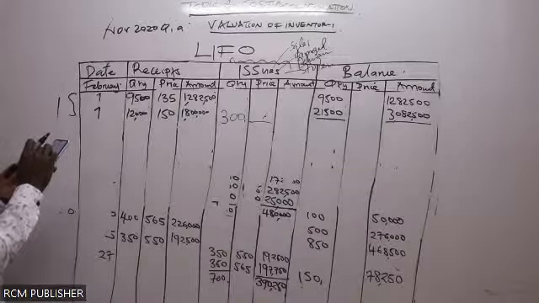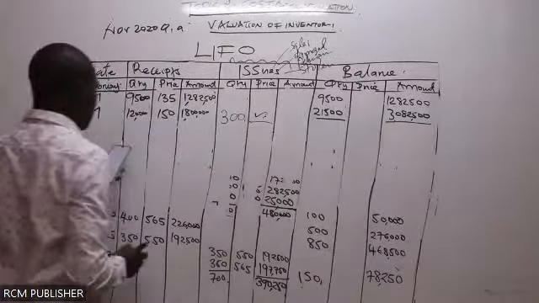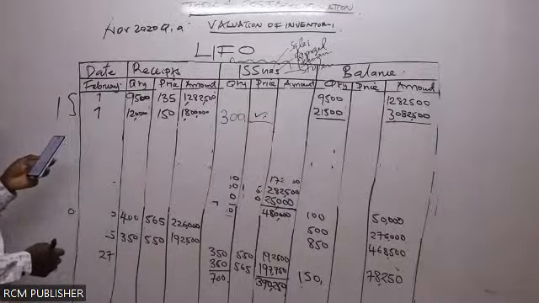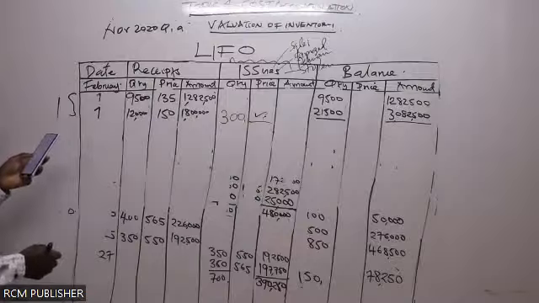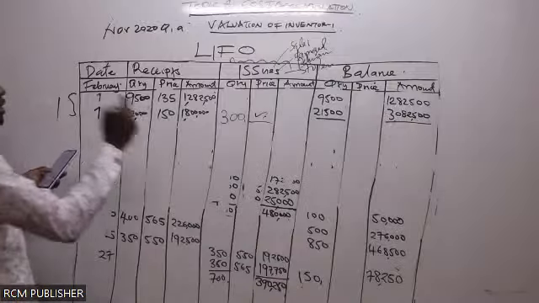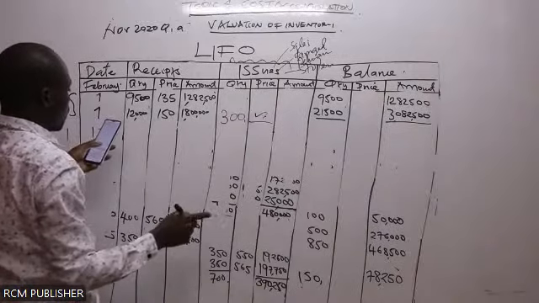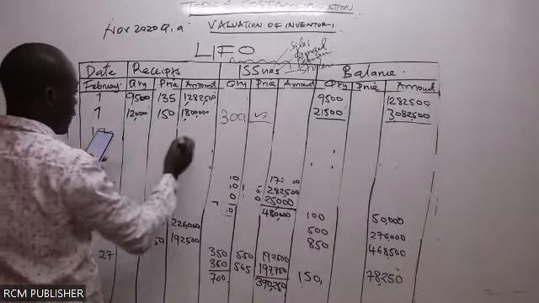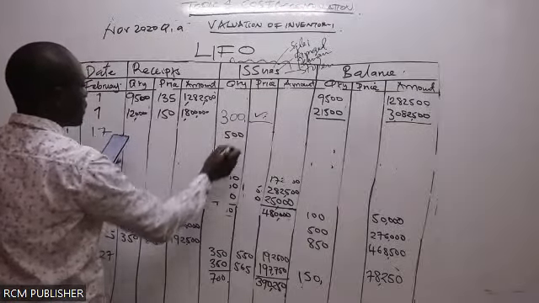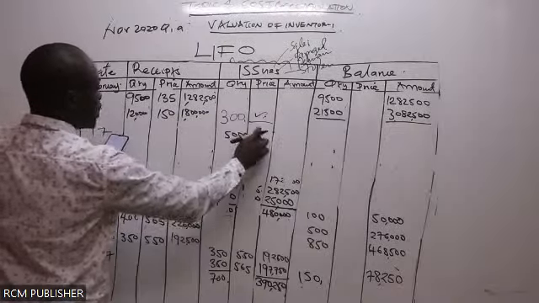So on 9th, company reported shortage of 300. I think I've explained that here. Then on 19th, 600 units of the units sold on 17th were returned by the customer. So it means they issued some goods. On 17th, they issued. How many goods did they issue? Let's say 5,000 at 2. This 210 is irrelevant.